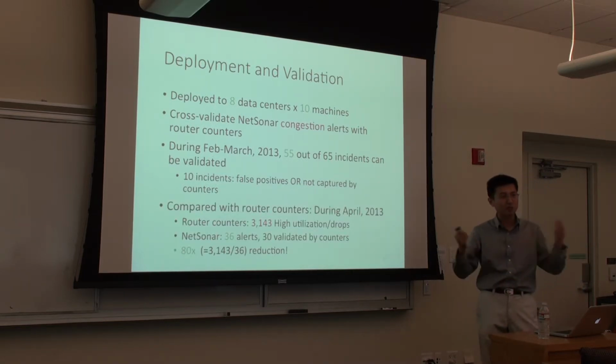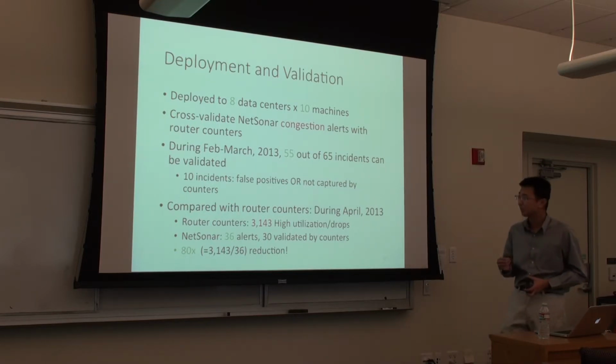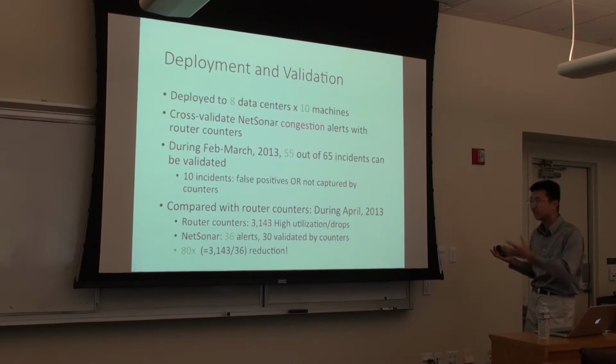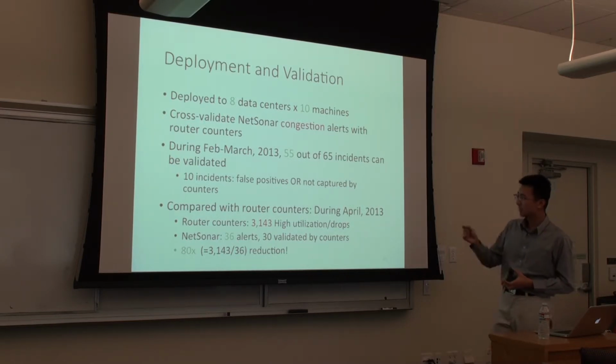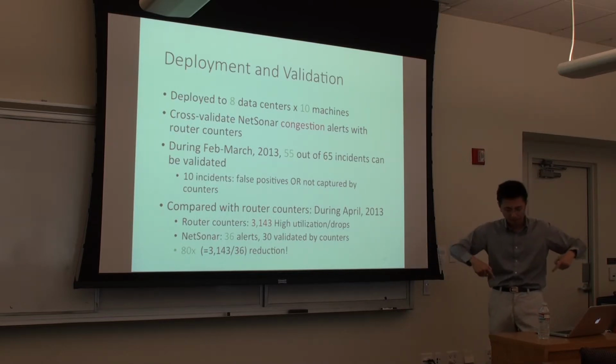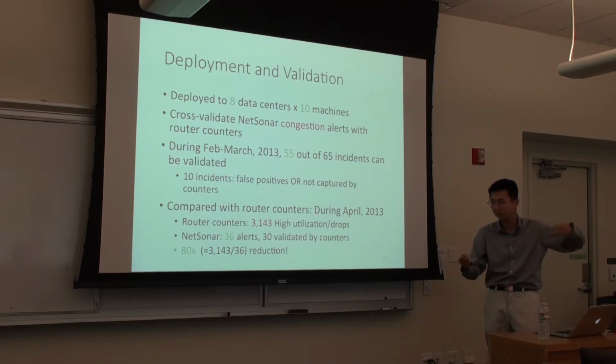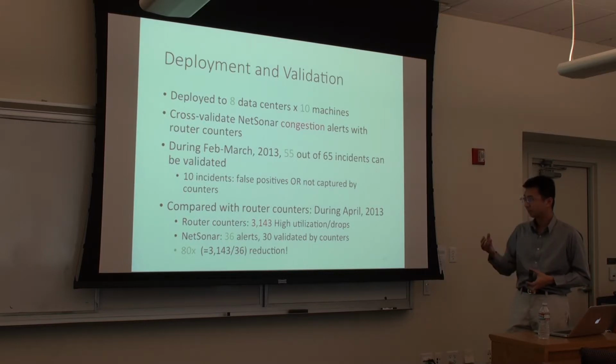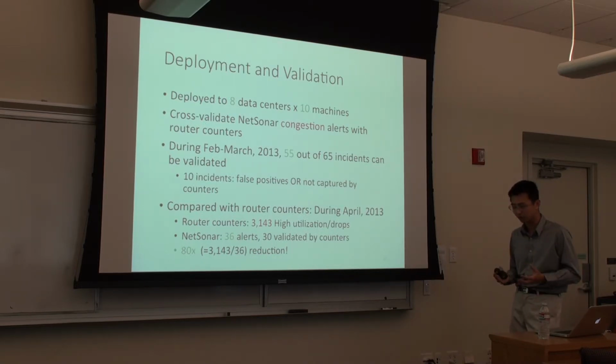Some of you may ask, why don't we just keep using router counters if you use them for validation? The reason is that setting a right threshold for the router counter is extremely difficult. For example, during April 2013, we have seen 3,000 high utilization or drops alerts in these router counters. And in the same time period, NetSonar only sees 36 alerts, and 30 of them can be validated by these router counters. How NetSonar works is that once it sees some application abnormalities, for example, the latency is too big, it will try to triangulate the problem. In other words, the rest of these router counter instances have no effect on the application level experience. If you divide 3,000 by 36, that's an 80x reduction. So NetSonar helps network engineers focus on the problems that actually matter to the application.